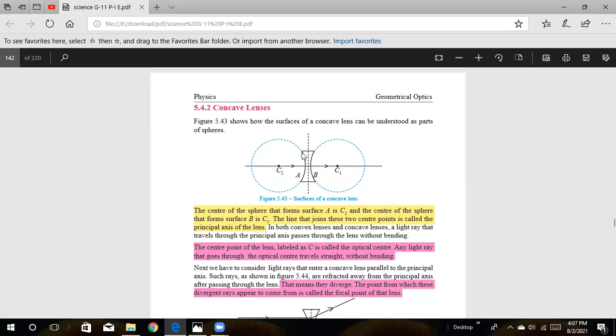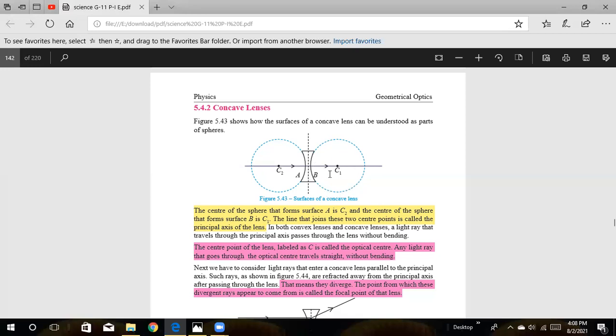Here are two surfaces. These two surfaces are concave. How does it form the concave surface? Right here, two spheres. Here one is this one, the other one is this.